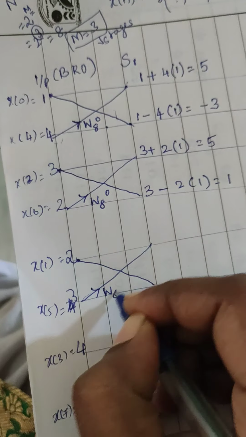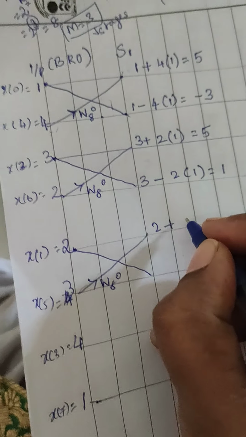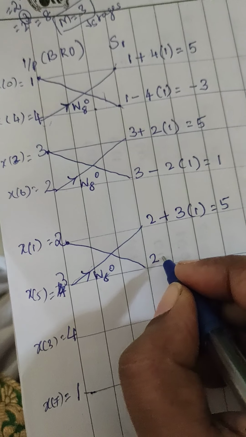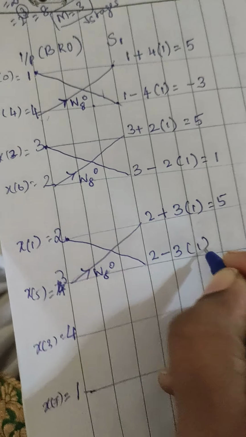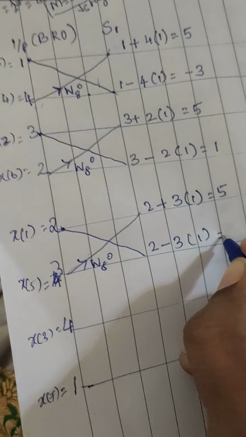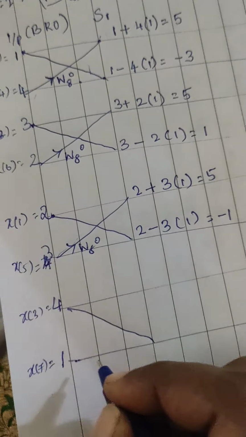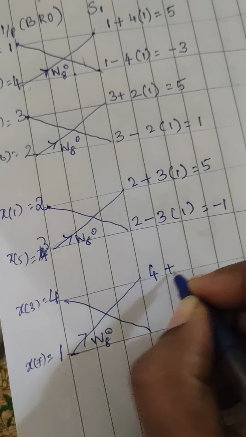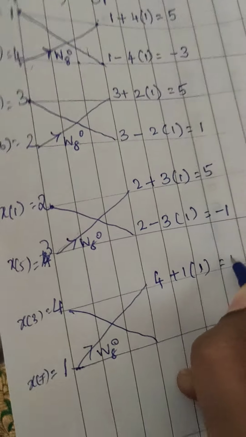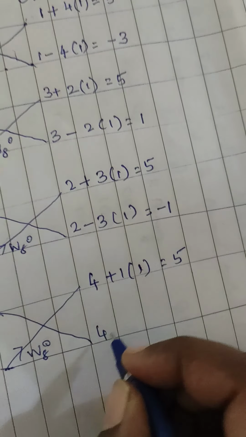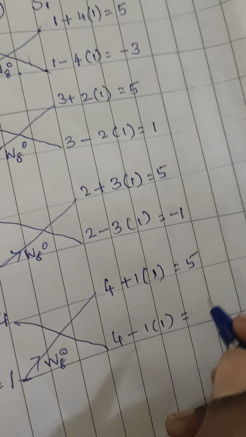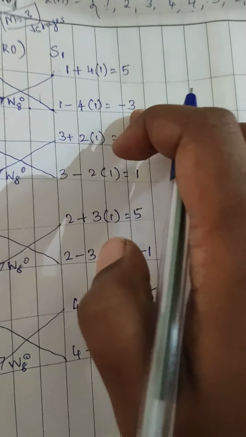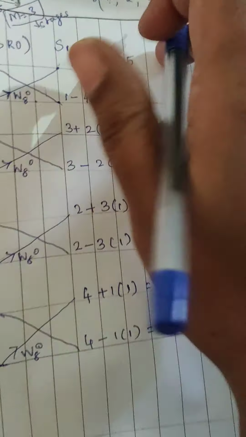Next one, similarly here. This is W 8 power 0. In the first stage, 2 plus 3 into 1 is 5. Then 2 minus 3 into 1 is equal to minus 1. Next, this is again W 8 power 0. This will be 4 plus 1 into 1, that is 5. This will be 4 minus 1 into 1, that is 3. So we have got the outputs for stage 1: 5, minus 3, 5, 1, 5, minus 1, 5, 3 are the outputs of stage 1.